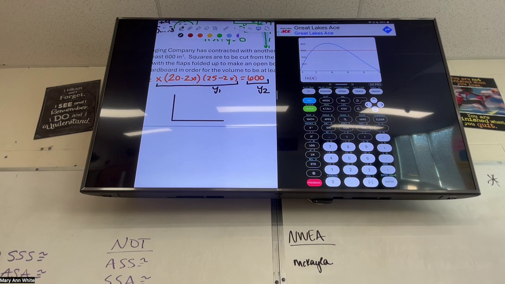How long did I say the width of the box was? 20. And I need to cut an equal amount off each side. What's the most I can cut off of one side and also cut off the other side? 10. Why? Because it's half. I can only cut off half of the smallest side.